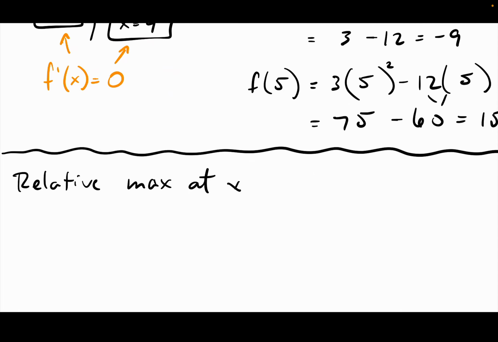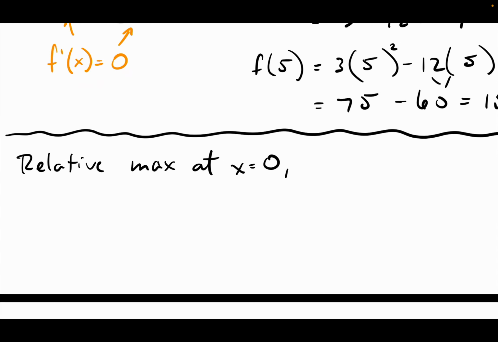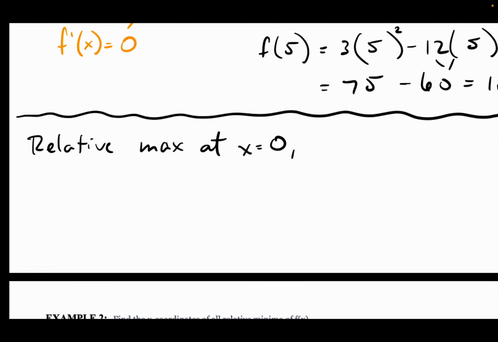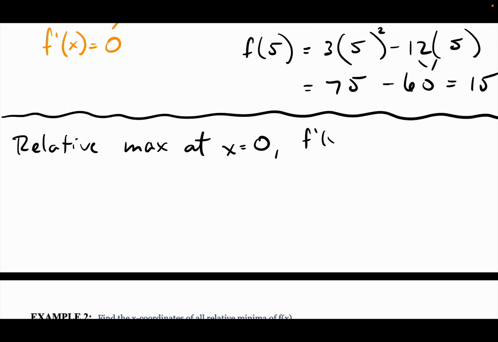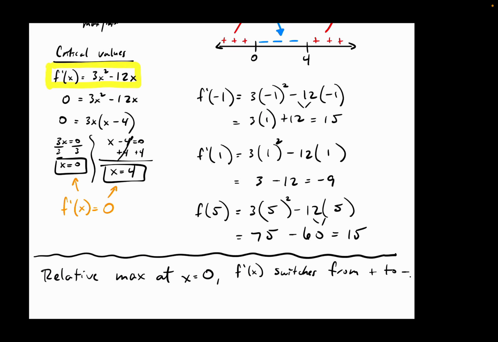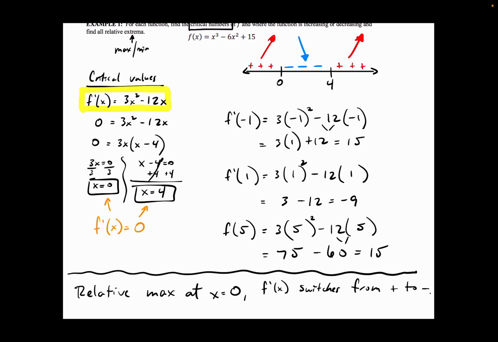Good. X equals 0. Sometimes they want you to justify. Justify means why did you pick 0? Exactly like Macy said. Macy just said the right answer. I want to justify it, right? So it switches. So we're going to say f prime of x switches from a positive number to a negative number. F prime switches from positive to negative. It was positive before 0, negative after 0.